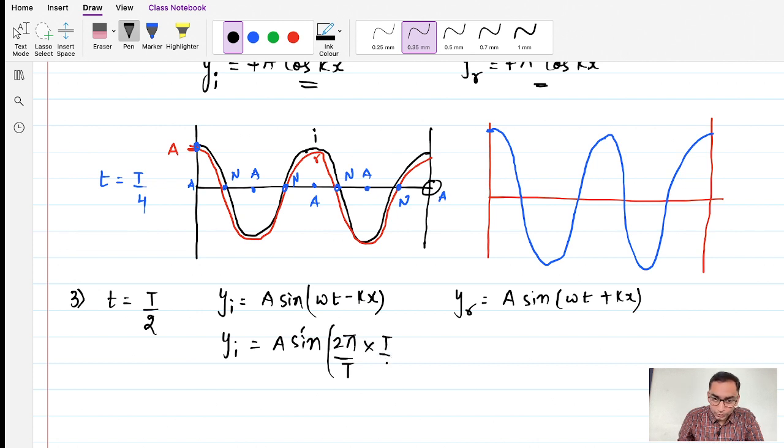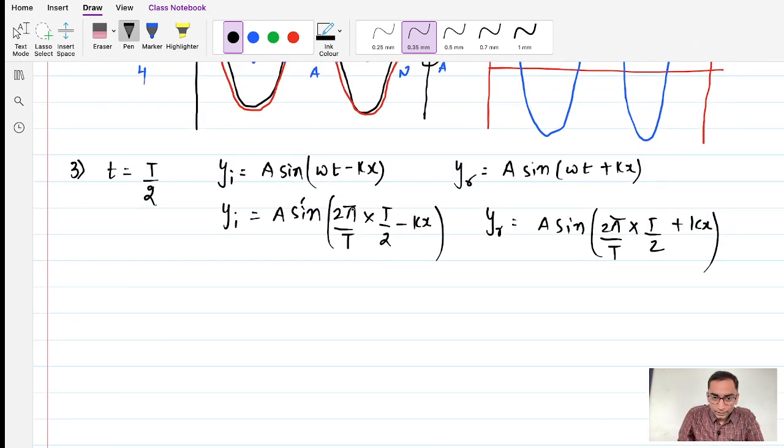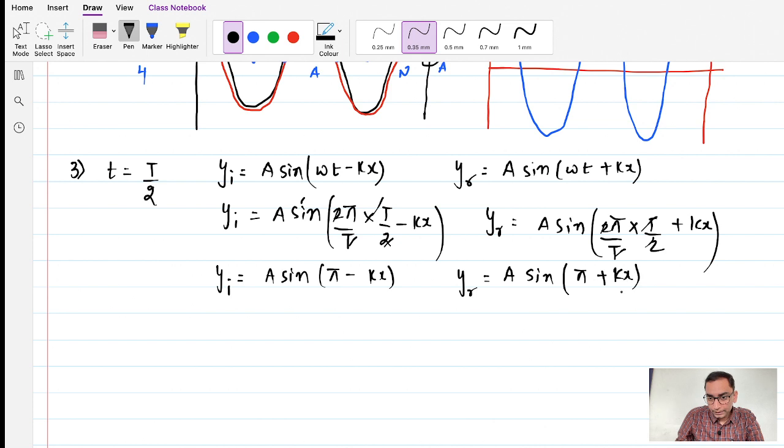Now here I am going to substitute t by 2 minus kx for the incident wave, and reflected is a sine 2 pi by T times T by 2 plus kx. Now what is going to happen? This 2T gets cancelled. So the incident wave is a sine pi minus kx, reflected wave is a sine, 2 pi gets cancelled, so pi plus kx.